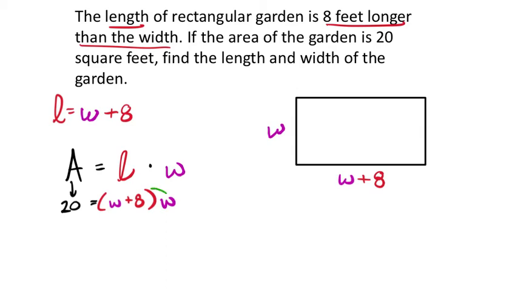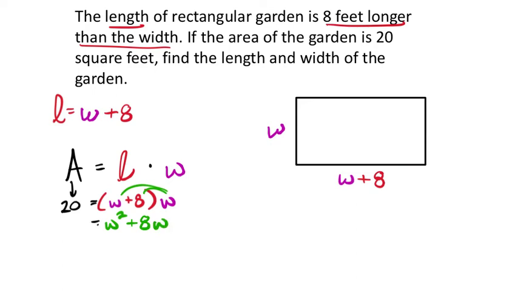And then in addition to that, by distributing the W, I have W times W, which is W squared. Some students say, well, can you distribute from the right? Yes, distribution is just multiplication, so it doesn't matter which side it's on. And then I have W times 8, which would be 8W, okay?